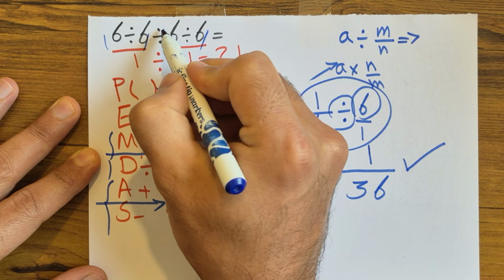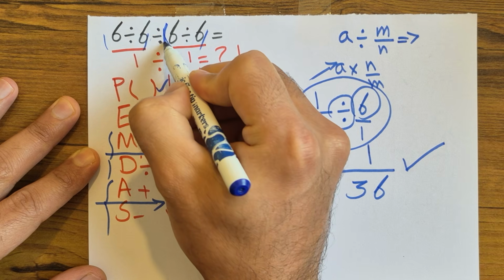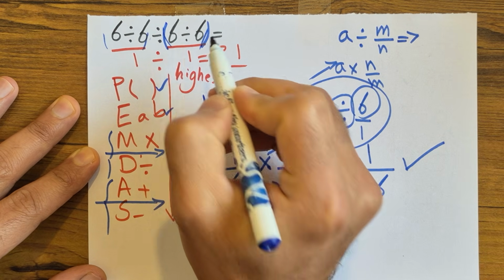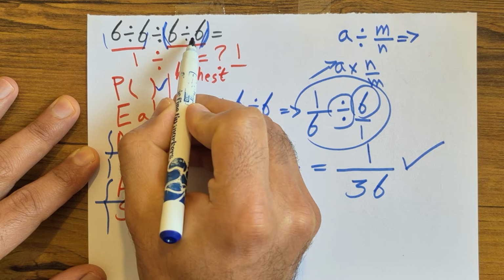So for your homework, what would the answer be if we had just the last part, 6 divided by 6 inside a parenthesis?